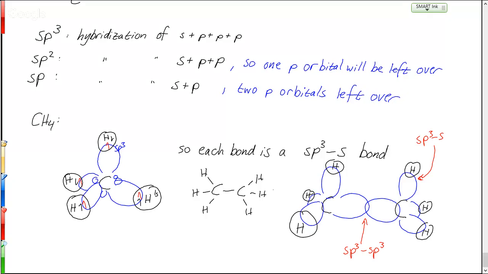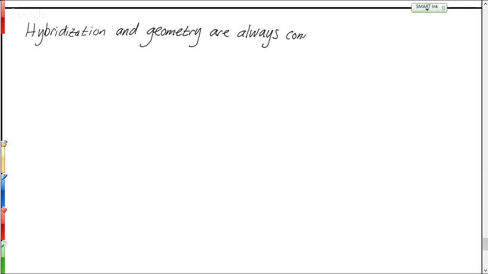All right. So the other thing to know about hybridization, before we go on to some more complicated types, is that hybridization and geometry are always connected. And in fact, this is the electron geometry we're talking about.